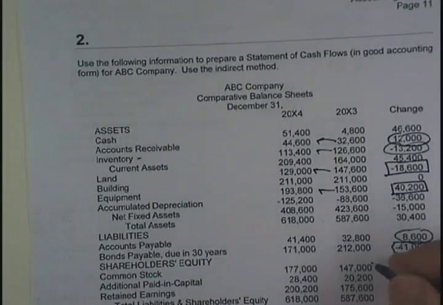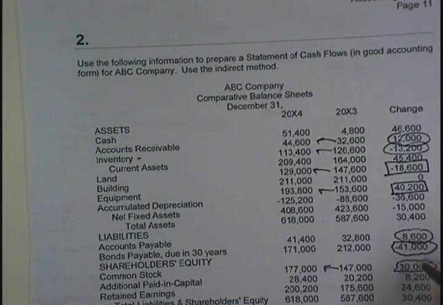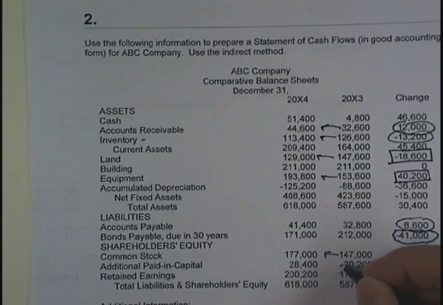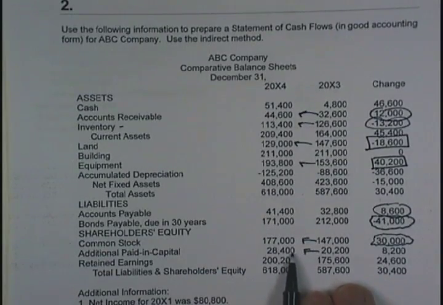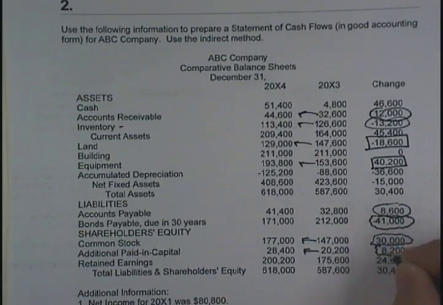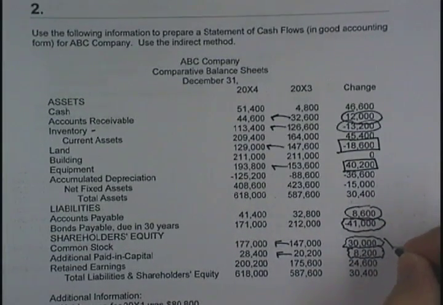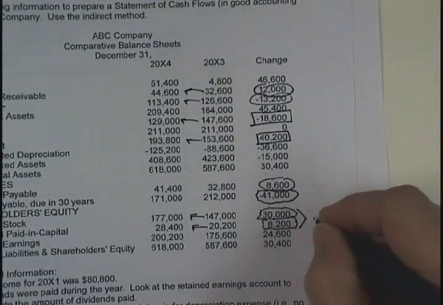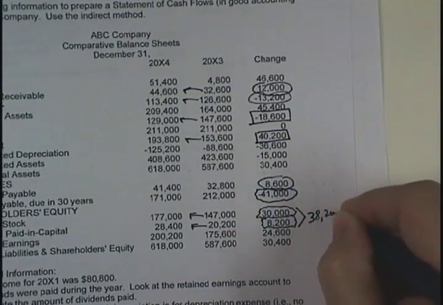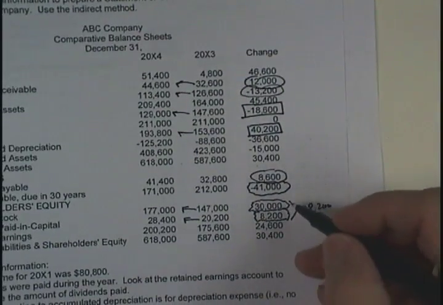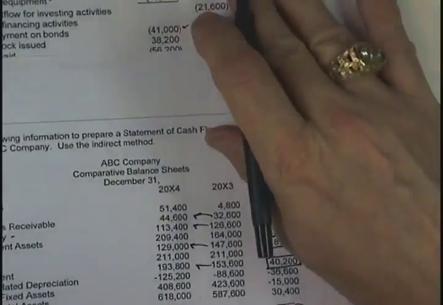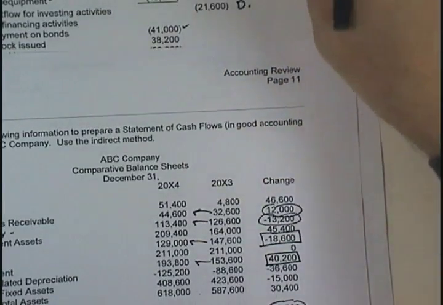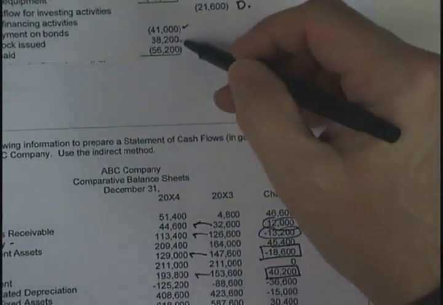Common stock account went from $147,000 to $177,000, and the amount in excess of the par value caused that additional paid-in capital account to go from $20,200 up to $28,400. That was an $8,200 increase in the additional paid-in capital. So the amount of stock issued was actually $38,200 divided among the change in the common stock account and the change in the additional paid-in capital account. So we see cash being received from the issue of the stock of $38,200.